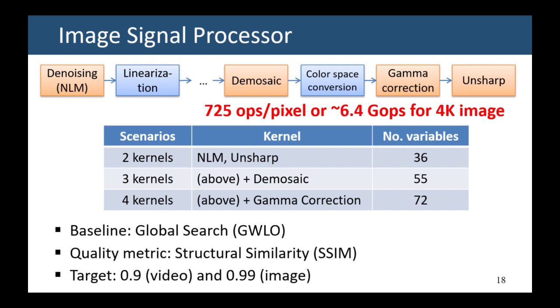We compare our approach with the global search for the quality metric, structural similarity, or SSIM, which is commonly used for image processing. We apply 2 targets, 0.9 and 0.99. 0.9 is usually used for video processing, and 0.99 is usually used for image processing.